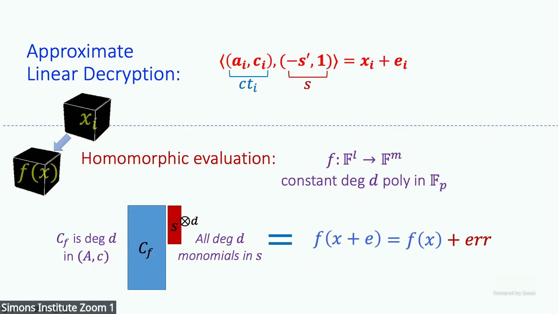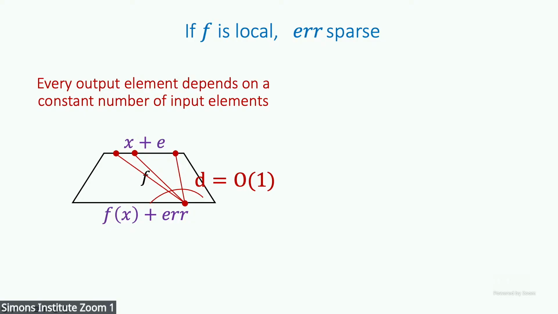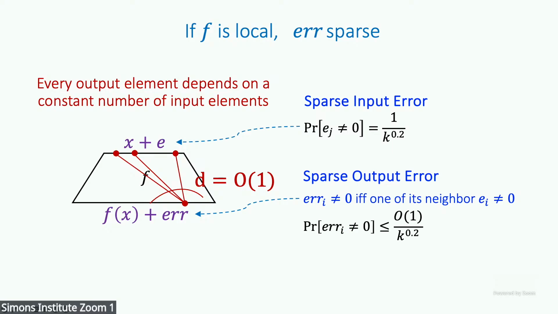And observe that the error will also propagate. So this will end up being f of x plus e, which we can think of as f of x plus some sparse error. And again, here we're using locality. If f of x is local, that means every output bit only depends on a constant number of input bits, which means there's only going to be error here if one of these had error. But each one only has error with probability 1 over k to the 0.2, so very, very unlikely. So if we have sparse input error, we have sparse output error, which is again just O of 1 over k to the 0.2.